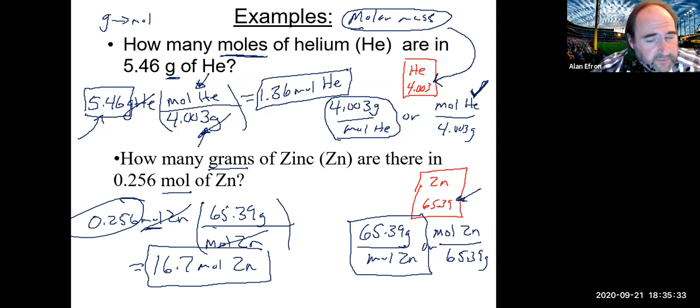Question on those two. So sometimes it's best to think of these things sort of like a conversion problem where you want to get rid of the units you don't want to keep and get to the units that you want to keep.